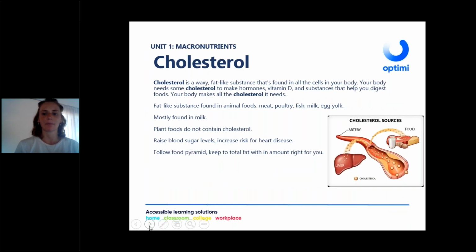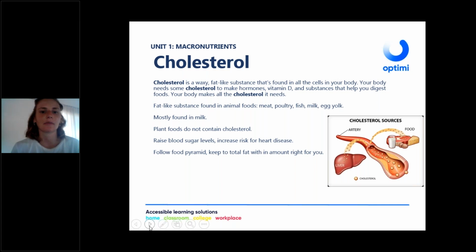Okay, so as I explained, the building block for grade 12 is cholesterol. So I just wanted to quickly explain. Cholesterol is like a substance that's found in your cells, which your body needs to make hormones, absorb vitamin D and help you digest your food. So all of us have cholesterol inside of our cells. But if you're taking too much fat, this cholesterol builds up in your arteries, and that has the effect of heart disease.